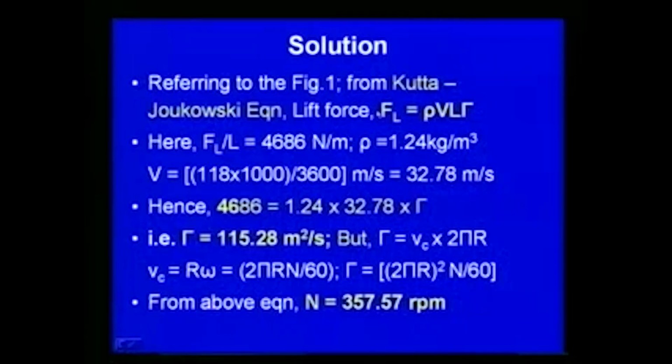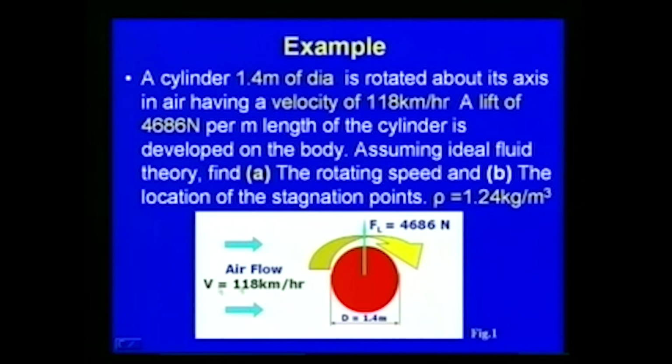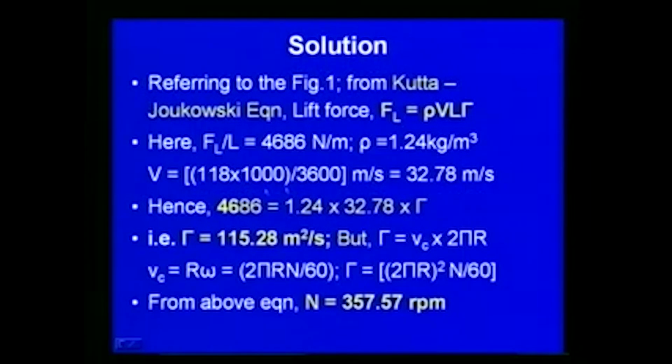As we discussed earlier, with respect to the figure, we can use the Kutta-Joukowski equation here. The lift force is obtained as Fl is equal to rho V L gamma. Here the lift force per unit length is given as 4686 Newton per meter, and rho is equal to 1.24 kilogram per meter cube, so we can find gamma. Before finding circulation gamma, we will convert the free stream velocity into meter per second. The airflow is 118 kilometer per hour, so converting, 118 into 1000 by 3600 meter per second is equal to 32.78 meter per second.